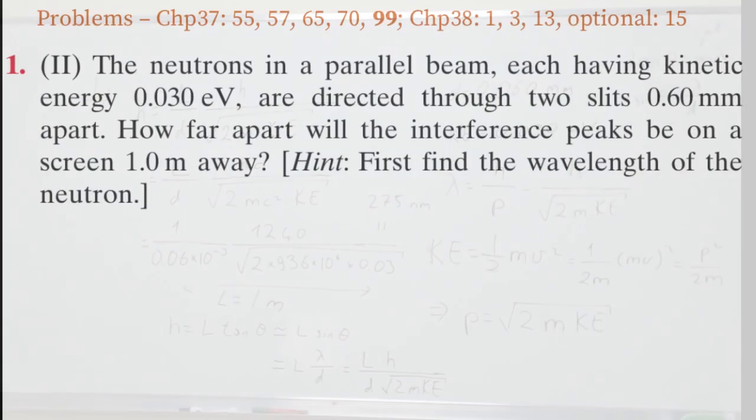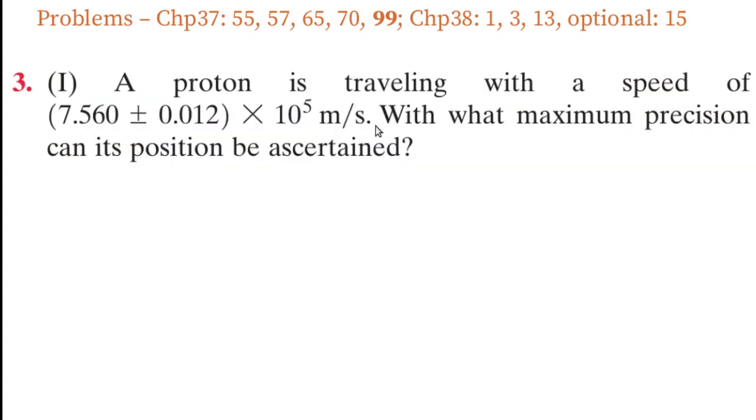Okay, so the next question is problem 3. A proton is traveling with a speed of 7.56 plus or minus 0.012 times 10 to the 5 meters per second. With what maximum precision can its position be ascertained? Now this is an application of Heisenberg's uncertainty principle, and this is actually sort of a warm-up problem. It's a straightforward application of the basic formula, the uncertainty relationship between position and momentum, or sometimes a component of position and momentum, if you will.